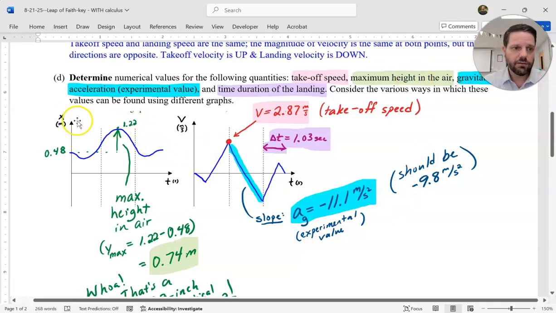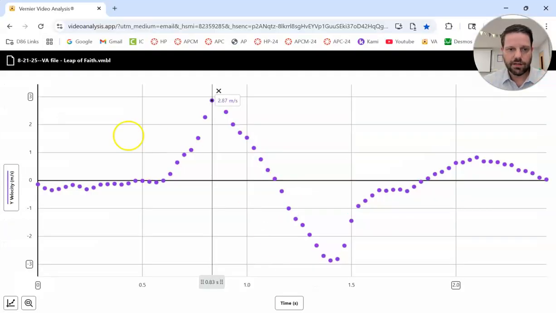So I needed to go over then to my position time graph, ideally, if I have that option. And I'm going to find out where that vertex is at the peak. Found that to be 1.22. And that would be above what I called 0, which would be the ground. I'm going to subtract off his height from the ground to his feet. I'm going to show you on the video here what I mean.